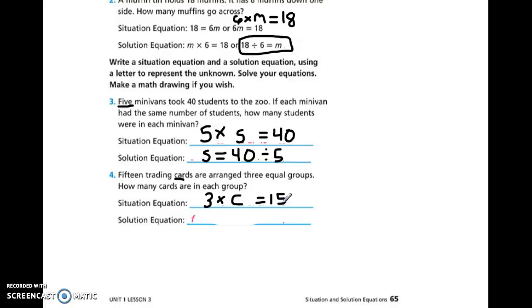Again, it's laying out the information for me. But now I've got to get cards by itself so that I can actually solve this problem. So again, we do the opposite of what we wrote in our situation equation, the opposite operation, which in this case is going to be divide. So I'm going to say C, the cards, is equal to 15. Again, I'm going to do the opposite operation, divided by 3. Okay, and then you'd be able to solve for the number of cards that were in each group. All right, great. Let's do one more.